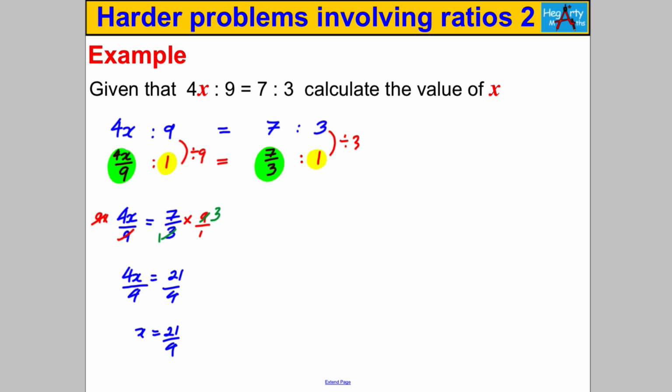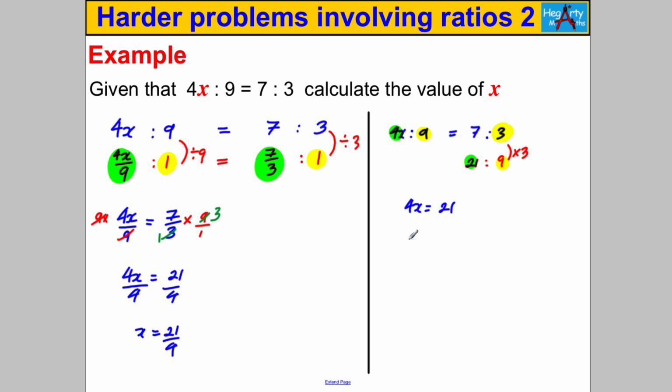Now there is another way of doing it. It's worth pointing out to you. The other way of doing it is, say you've got 4x to 9 is equal to 7 to 3. You could say all you've got to do is make one of those numbers the same, and then the other number will automatically be the same. And I'm looking at that and I'm thinking, well, if I multiplied that by 3, that would be 9. If I multiply that by 3, that would therefore be 21. Therefore, because these numbers are both 9, then these numbers here, 4x, must be equal to 21. And 4x is equal to 21. Dividing both sides by 4, I get x is 21 over 4. It worked out the same.